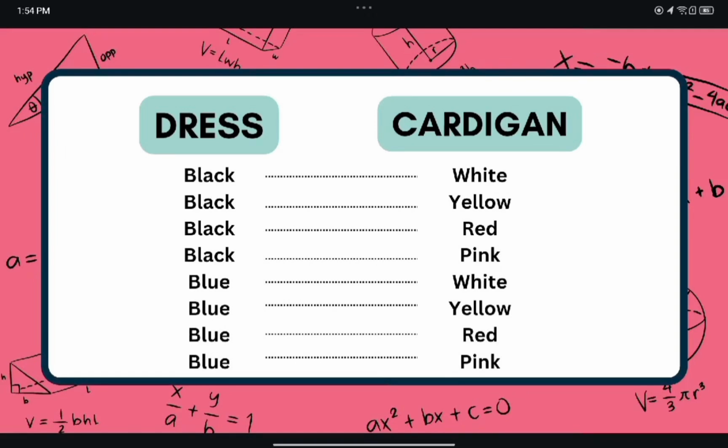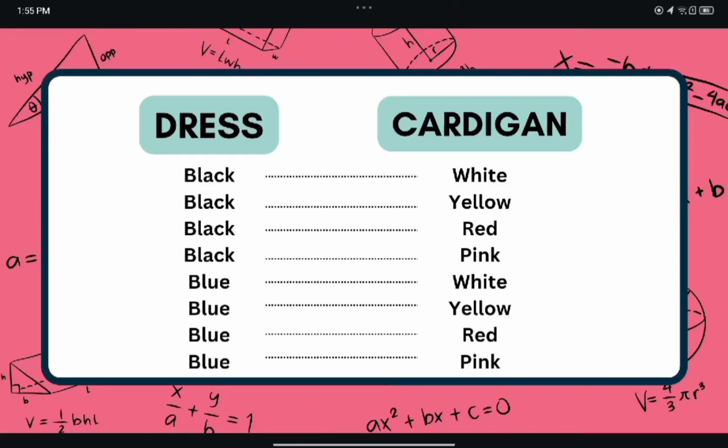Ngayon, bilangin natin kung ilang combinations ang pwede niyang gawin. Sa black dress, we have 4, which is black dress and white cardigan, black dress and yellow cardigan, black dress and red cardigan, black dress and pink cardigan. So sa black dress, may 4 options siya para sa cardigan, which is white, yellow, red, and pink.